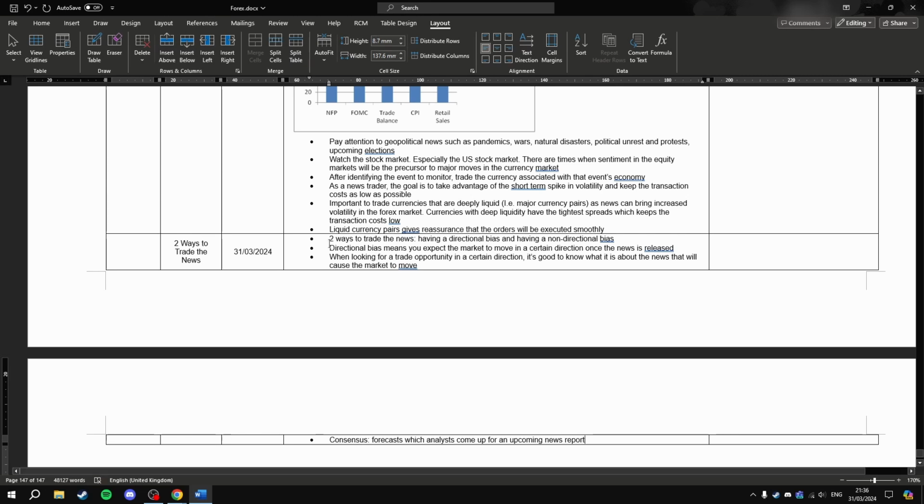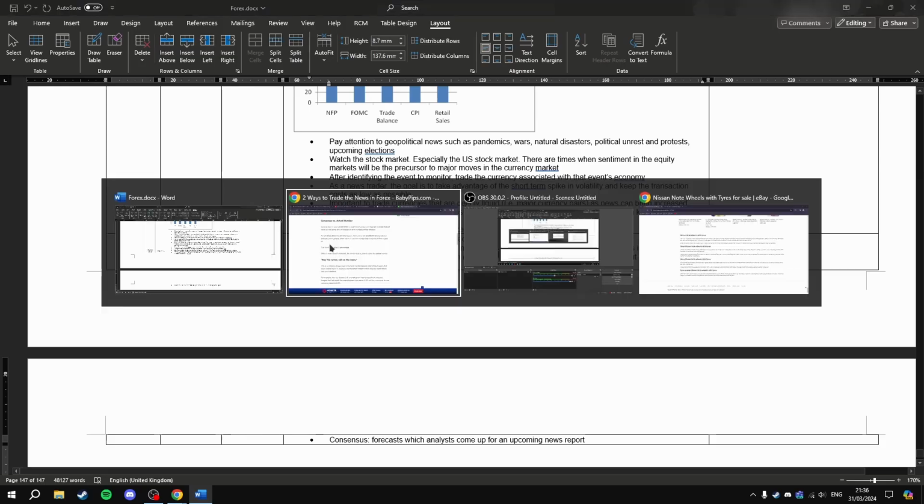Consensus: forecasts which analysts come up with for an upcoming news report.